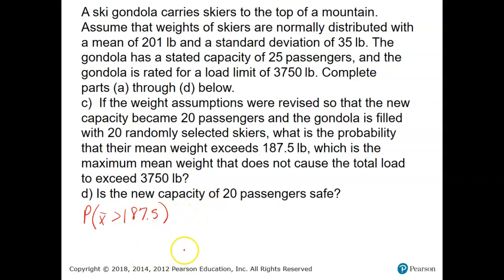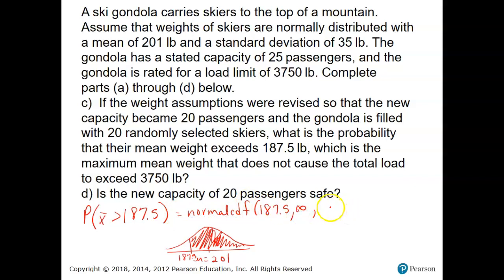187.5. So we're looking at a graph that looks like this. Our mean is 201 and so 187.5 is back here. We want it to be greater than, so it's going to be this part. So I'm going to do the normal CDF from 187.5 to infinity, which is E99. Mean is 201, and here our standard deviation is 35, and we're going to divide that by the square root of 20.